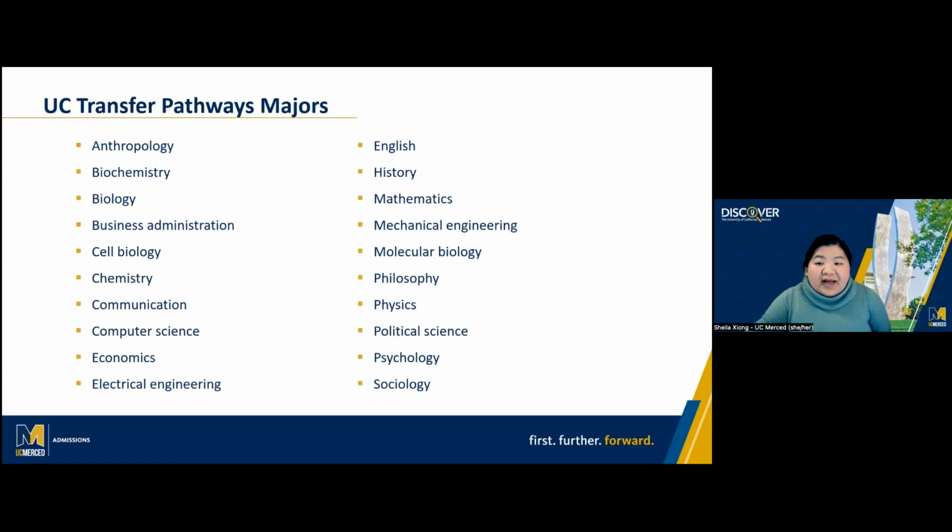If there isn't a pathway for your chosen major, or the campus that you want isn't listed in the pathway for your major, don't worry. You can still apply through regular admissions and complete major preparation for that major. So although pathways is for the most popular majors, if your major is not on here, you can still apply through the regular admissions process by completing major preparation.